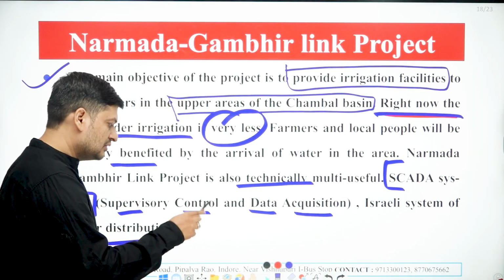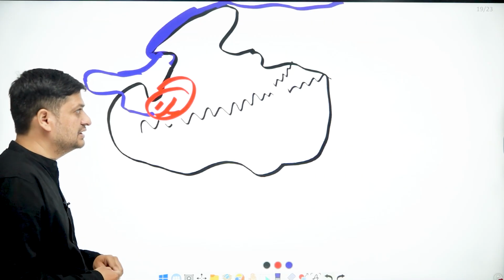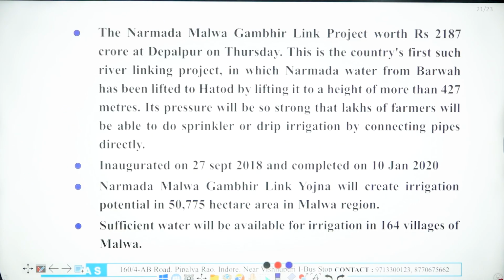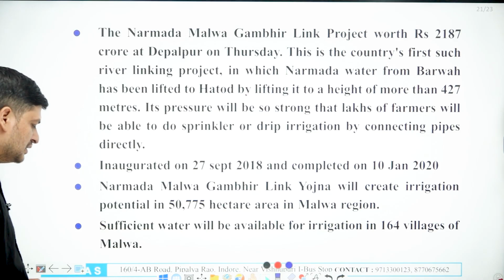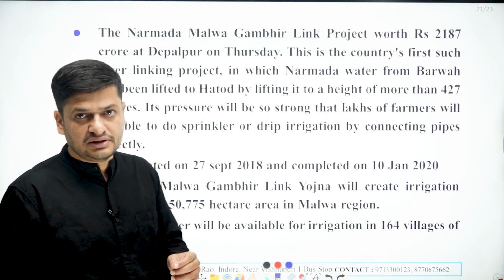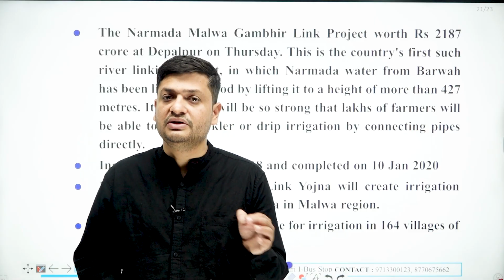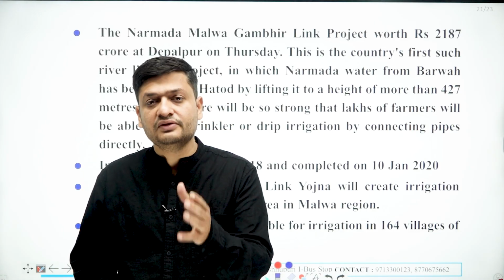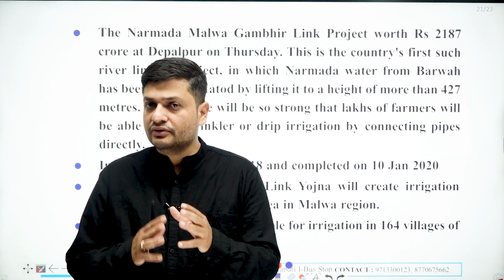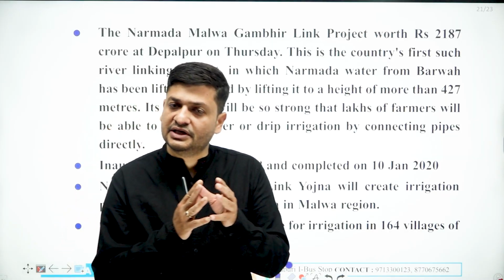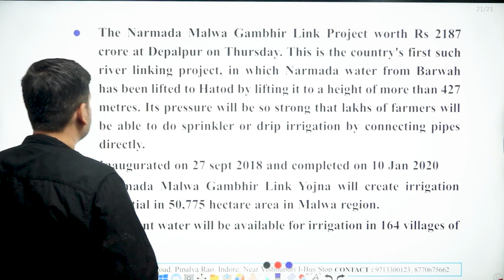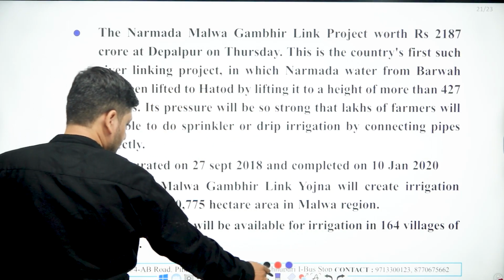So this is the technology which has been used for the first time in this river linking project. Hopefully you are understanding this technology. If you mention this technology in your examination, it is a very unique point which you get only in our notes. You can't find these types of facts in any of the books we are studying. In the notes of Aakar also you will find the same facts.